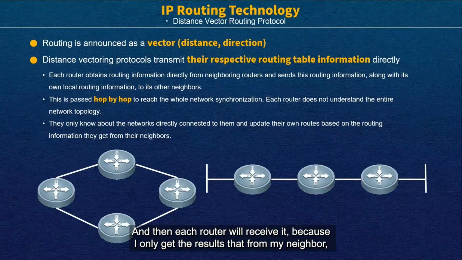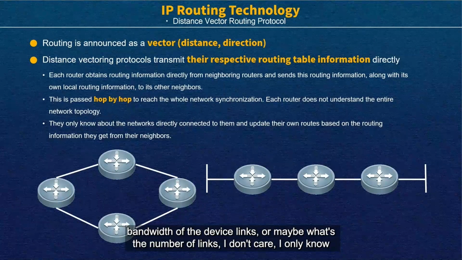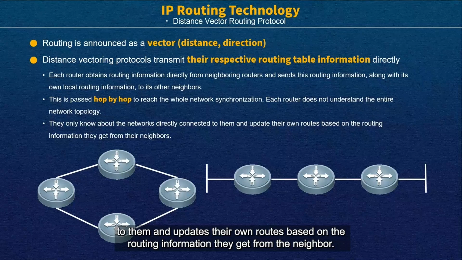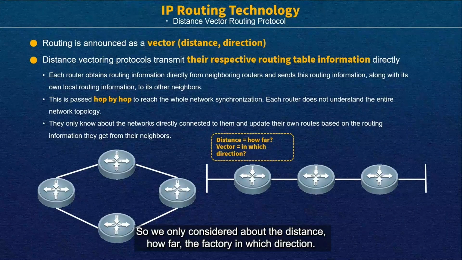Each router only gets the result from its neighbor, but doesn't know the whole network topology, how many routers are on the network, what the bandwidth on the devices is, or what the link number is. I don't care about that. I only know the routing information from my neighbor. So we only know about the networks directly connected to us and update our own routes based on the routing information we get from the neighbor. So we only consider the distance, how far, and the vector, in which direction.